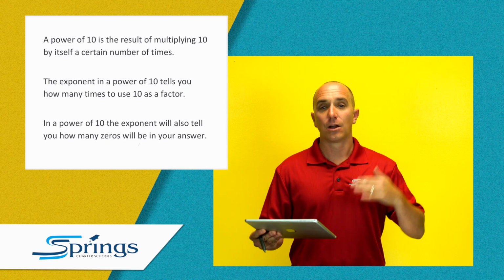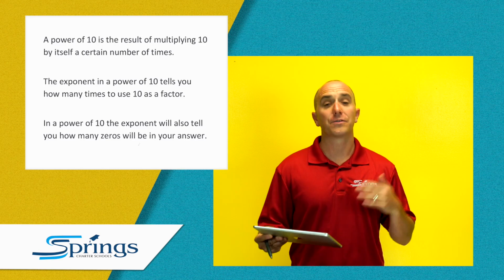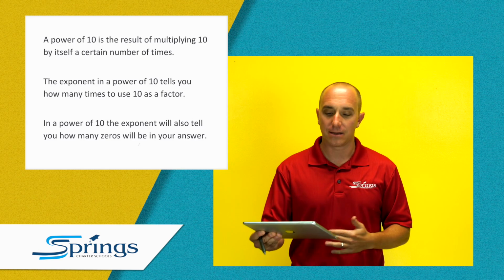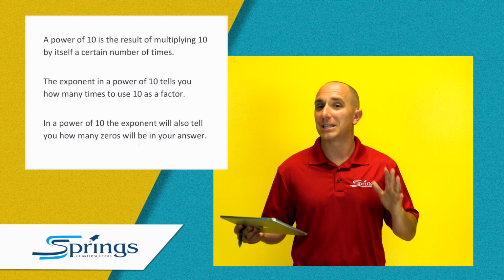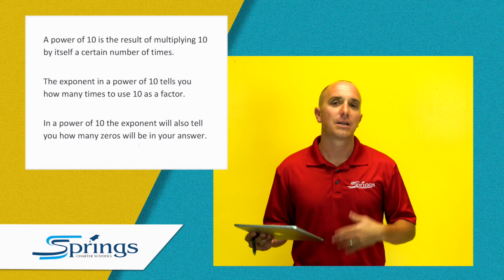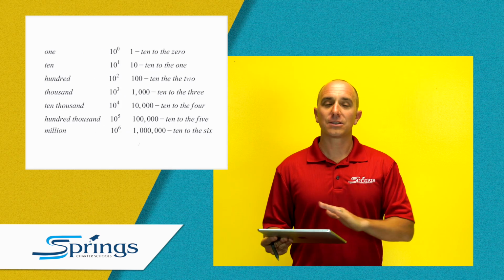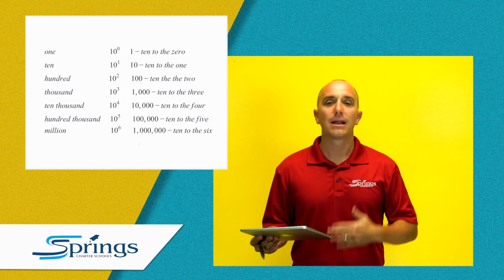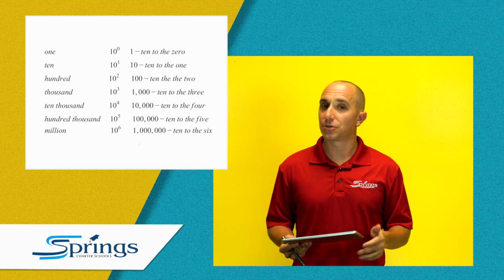So think about it. We know a power of 10, we're going to multiply it a certain number of times. We know that the exponent is going to tell us how many times we multiply that power of 10. And then in a power of 10, the exponent will also tell us how many zeros. And that's kind of like our cheat code to make this lesson just a tad bit easier. All right, now, let's look at this graphic to get that idea of both how you multiply it together and what the exponent symbolizes in terms of the number of zeros you're going to use.